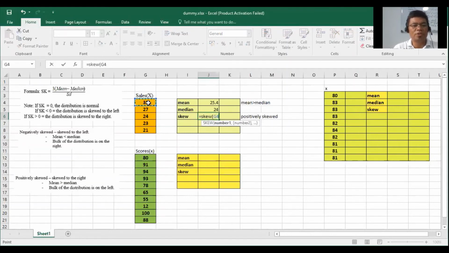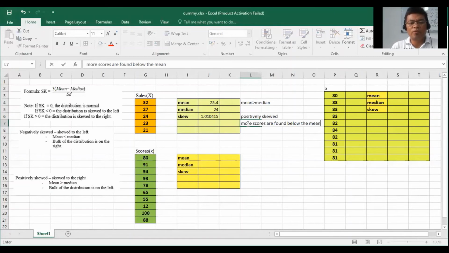We drag it from G4 to G8, close parenthesis, we have 1.01. Since the value of skewness is greater than 0, it is positively skewed or skewed to the right. Again, more scores are found below the mean. That's how we interpret values of skewness and how we compare our mean and median values as to the normality of a certain set of data.